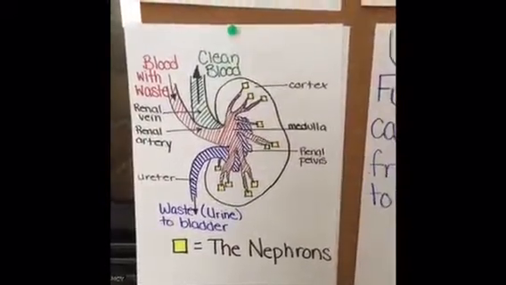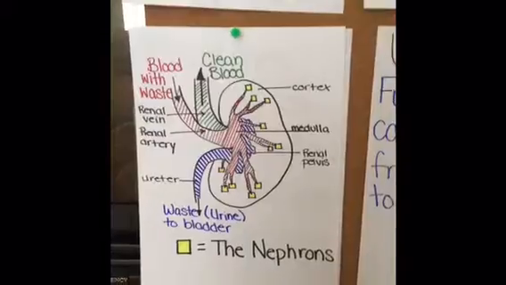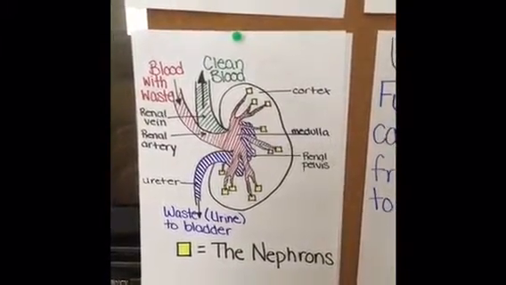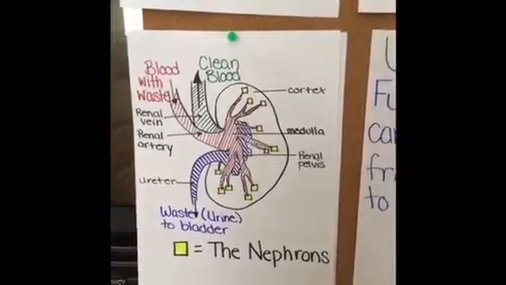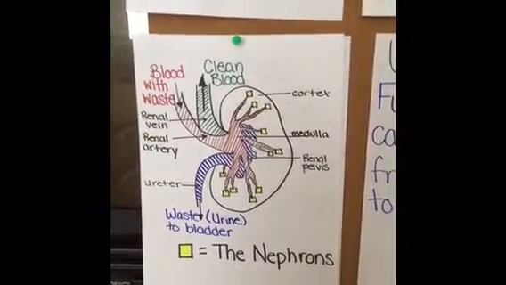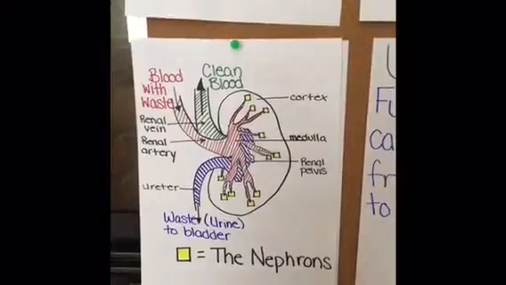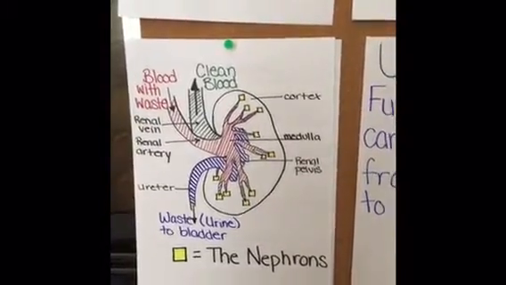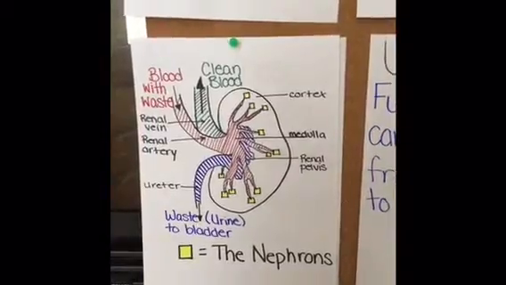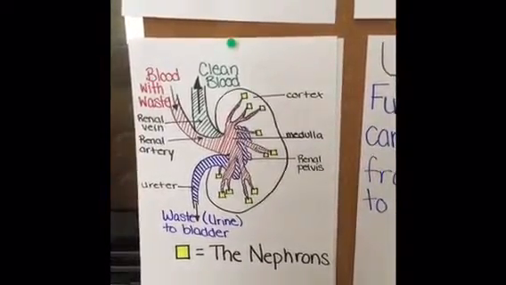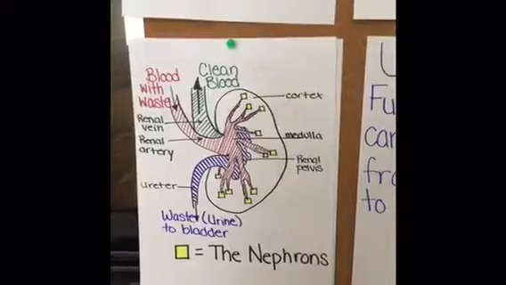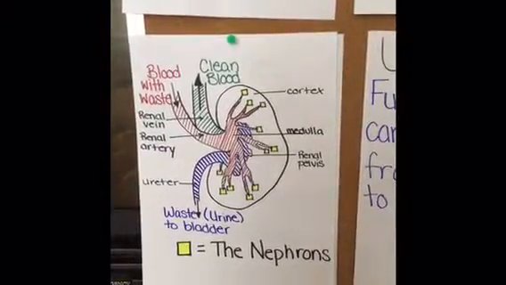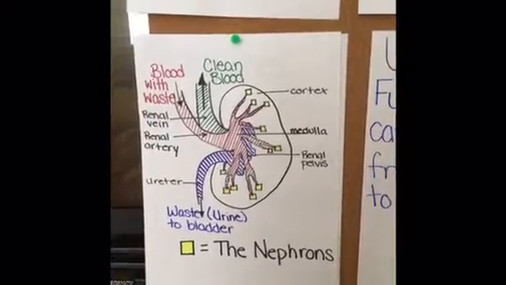There are two types of nephrons in the kidney. While there are millions of nephrons, 80% of them are cortical nephrons, which are located in the cortex, and 20% of them are juxtamedullary nephrons, which are located in the medulla. These nephrons clean the blood, removing waste. The clean blood exits through the renal vein, while the waste is transported to the renal pelvis and sent down the ureter to the bladder.